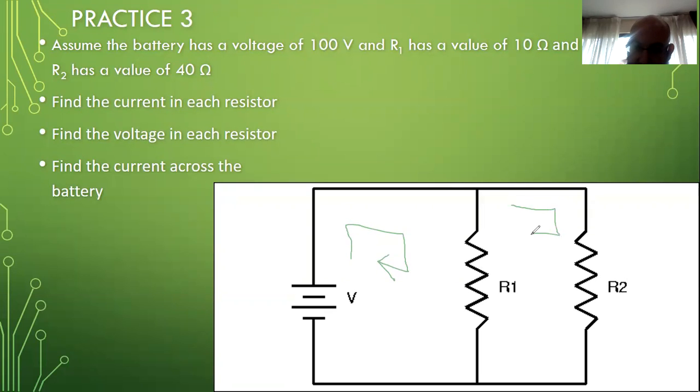This is loop 2. Actually, nope. Let me erase that. And then we're going to do this is loop 2. Big guy on the outside. So for this one right here, we would have voltage, which in this case is 100.